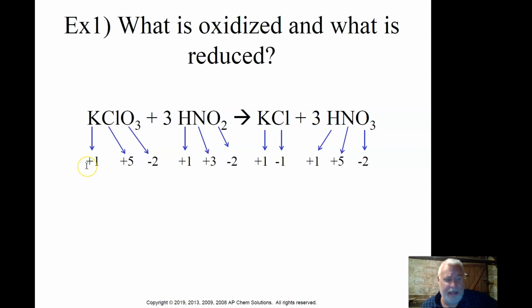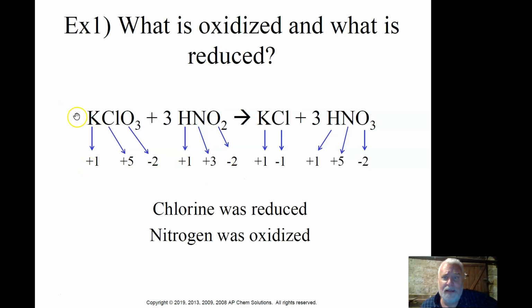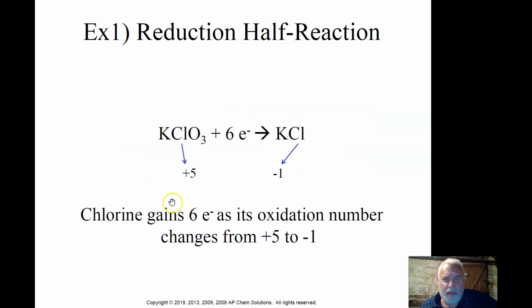And now we can look at it and we can make this statement. Chlorine goes from +5 down to -1. That's reduction. Nitrogen goes from +3, whoop, up to +5. That's oxidation. All right? So, one of the things we're going to do is talk about these in half reactions as to how this actually happens.